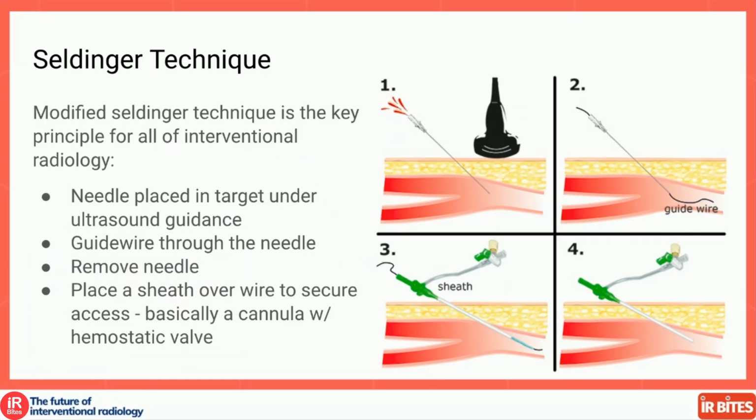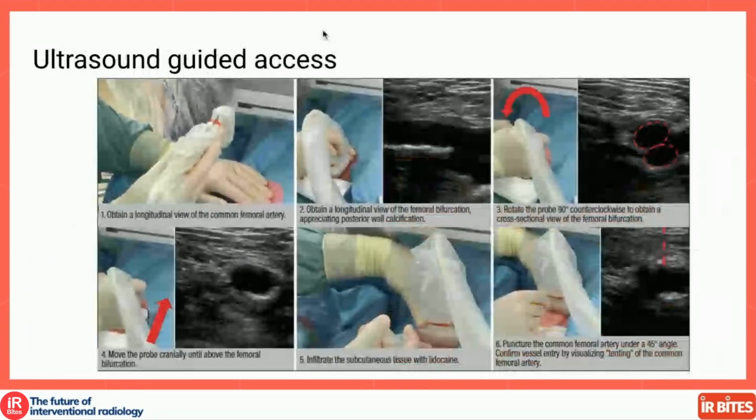And the sheath is basically like a fancy cannula, but it's got a hemostatic valve at the end of it so that you can pass instruments through, but then blood doesn't come back. And it just secures your vascular access so that you can do what you need to do for the procedure. And so I've got some pictures on how ultrasound access is gained.